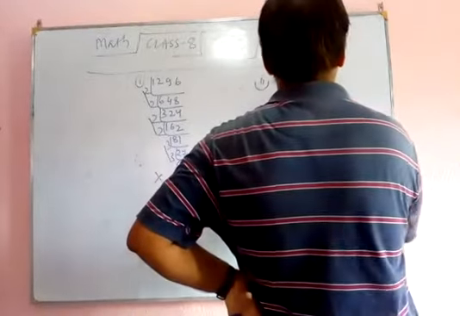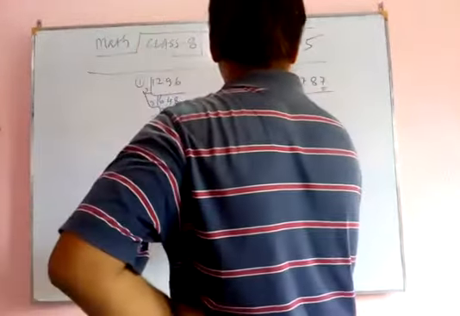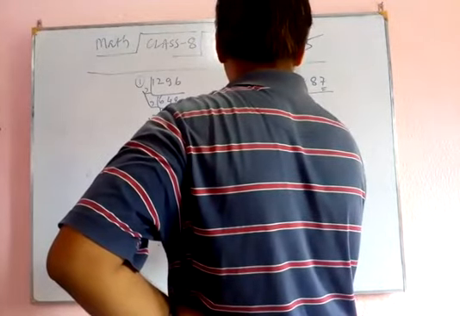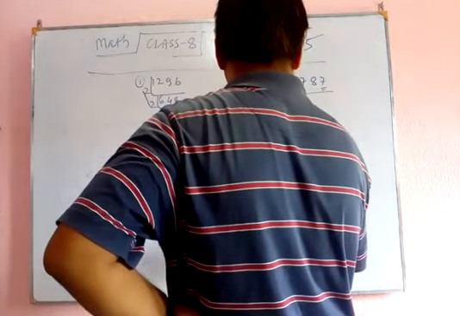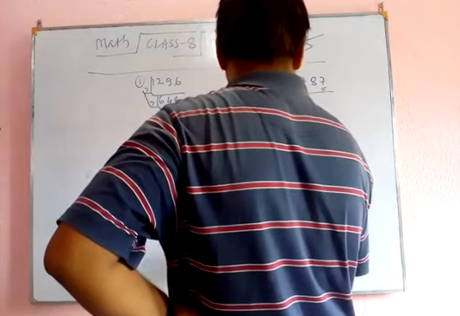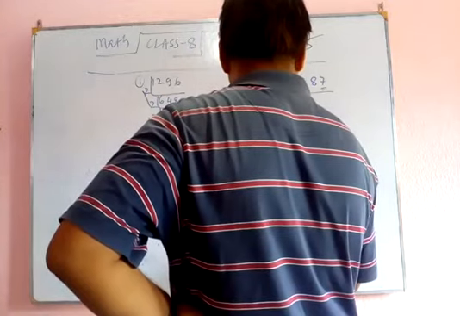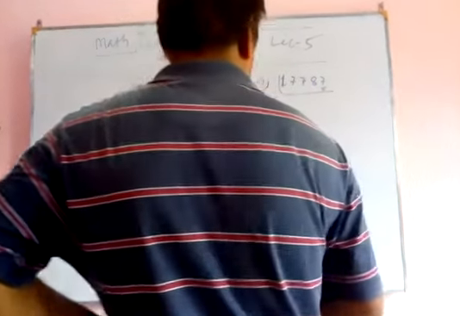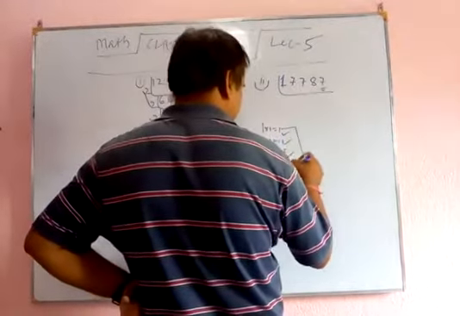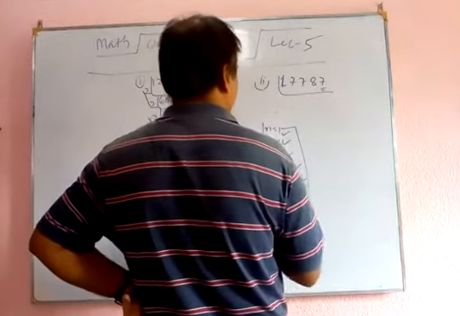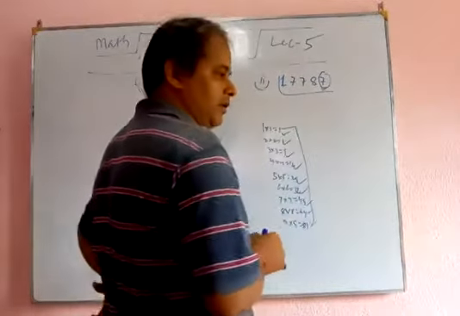Here at the unit place, 7 is there. So we can say 1 into 1 is 1, 2 into 2 is 4, 3 into 3 is 9, 4 into 4 is 16, 5 into 5 is 25, 6 into 6 is 36, 7 into 7 is 49, 8 into 8 is 64, 9 into 9 is 81. You can see, as we discussed earlier also, if at the unit place 1, 4, 5, 6, 9, 6, 9, 4, 1 is there, then a square is possible. But here it is 7, so it is not a perfect square.